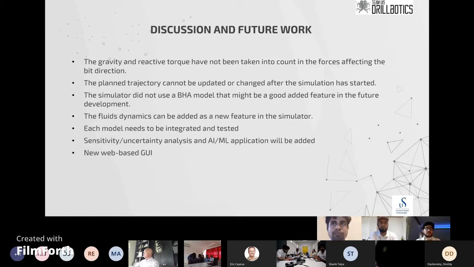And then fluid dynamics could be an interesting study in the RTSA simulator and can create more realistic results for the simulator. Also, a very important thing is that each model needs to be integrated and tested. And also sensitivity and uncertainty analysis using artificial intelligence or machine learning applications could be added, which can be beneficial for future work in the next competition. And finally, a new web-based GUI application can be developed for the future.